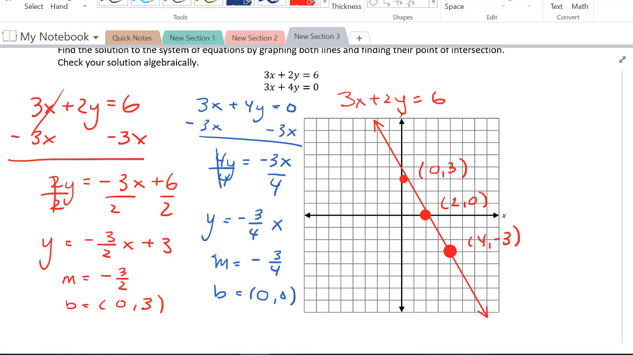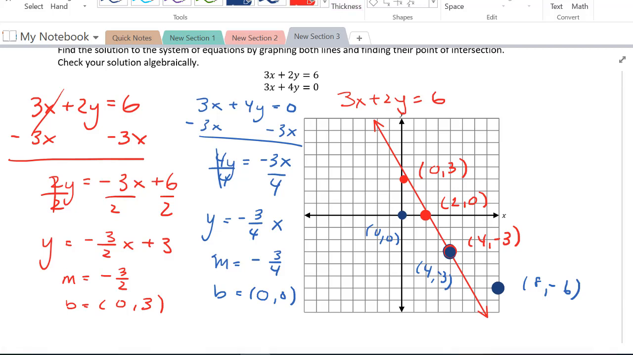Second line, I have 0, 0, so I start at 0, 0 over here. And I go down 3, right 4. So 1, 2, 3, 1, 2, 3, 4. There's my point. And I go 1, 2, 3, 1, 2, 3, 4. There's my other point. Okay, so let's label our points. This guy is 0, 0. This guy is 4, negative 3. And this guy is 8, negative 6.